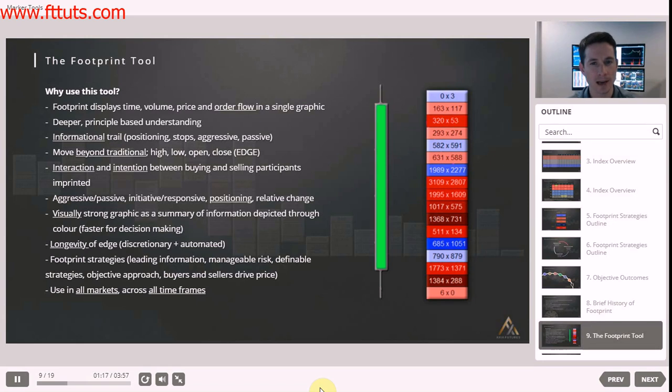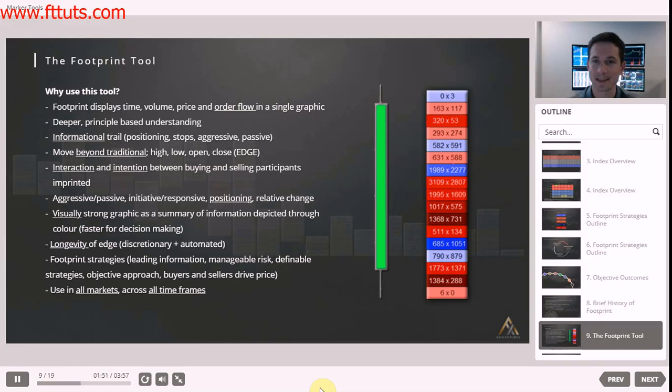So we can already clearly see that the footprint adds two unique elements in order flow and volume at each price over the traditional candlestick. The footprint then offers a deeper principle-based understanding, and what we mean by that is, you not only look at where the market opened and closed and make big principle decisions on that, but you can look at what is occurring at each individual price and understand the logic behind why price is doing what it's doing. The footprint leaves an informational trail.